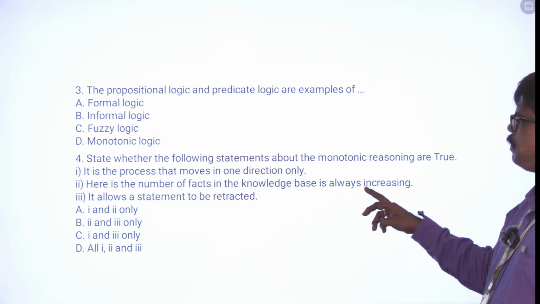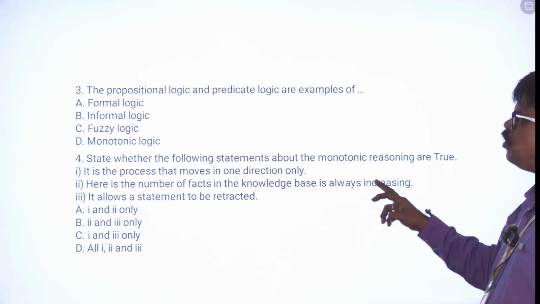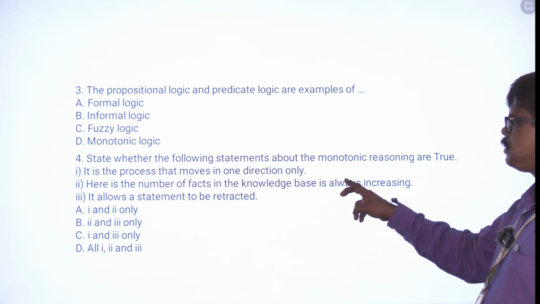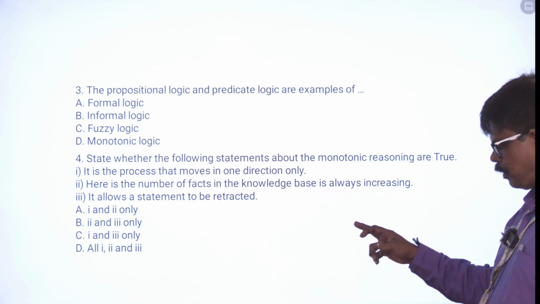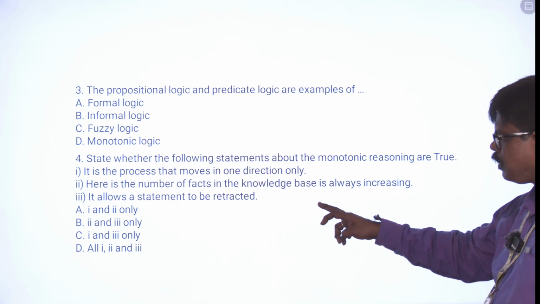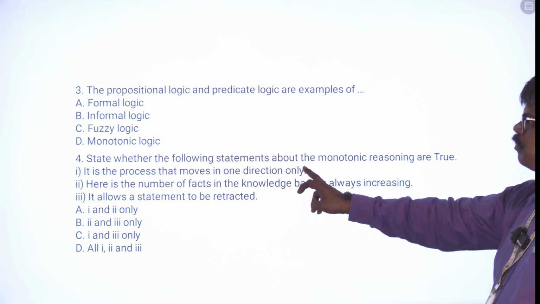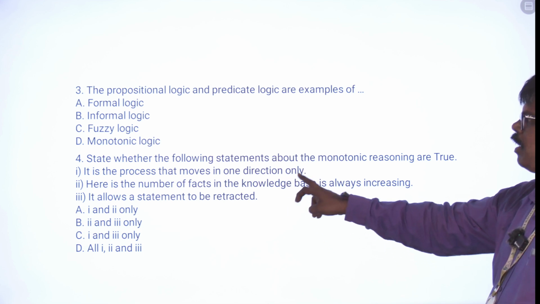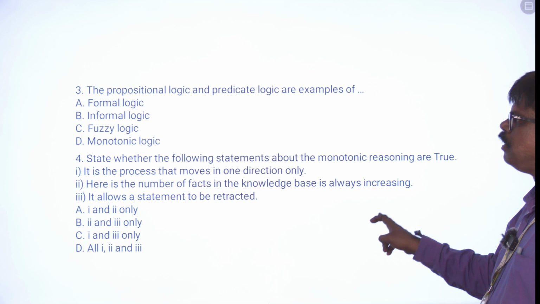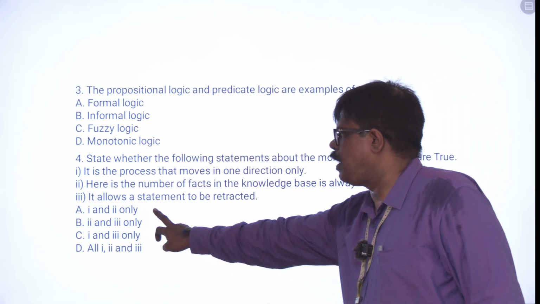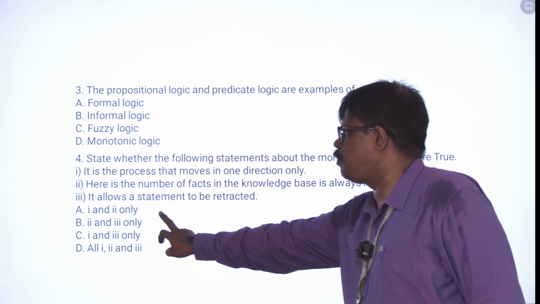State whether the following statements about monotonic reasoning are true. It is a process that moves in one direction. The number of facts in the knowledge base is always increasing. It allows a statement to be retrieved. So the solution for this is A, first and second. It is a process that moves in one direction only, and the number of facts in the knowledge base is always increasing. You can make a note of it. The answer is A, first and second only.